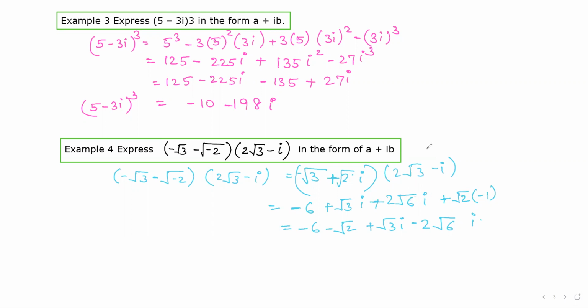This will give you negative. So here it will become positive and this will become positive. So you have minus 6 plus root 2 as your real part. And then you have plus root 3i common, 1 plus 2 root 2. If you want, you can write the i afterwards. So this is a plus ib form.